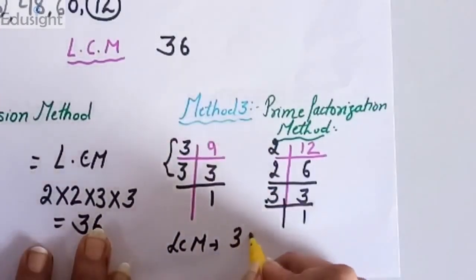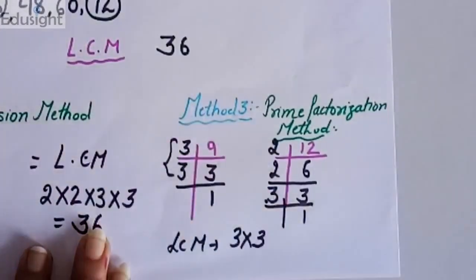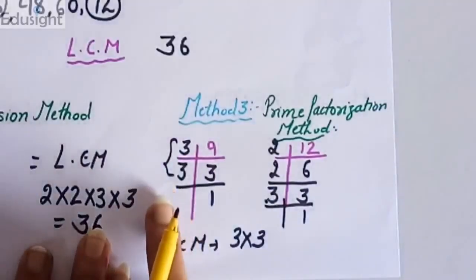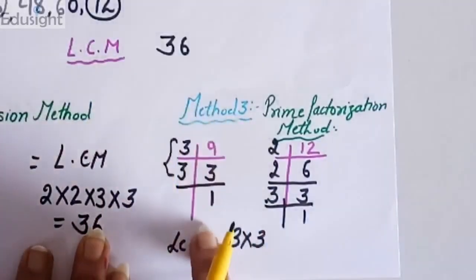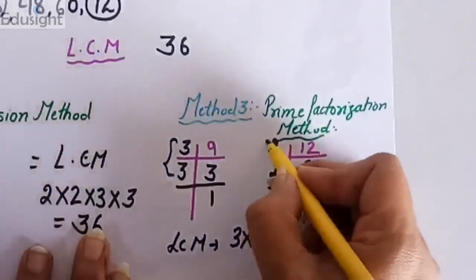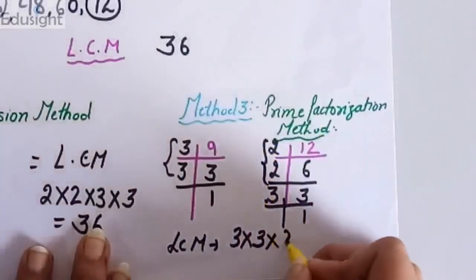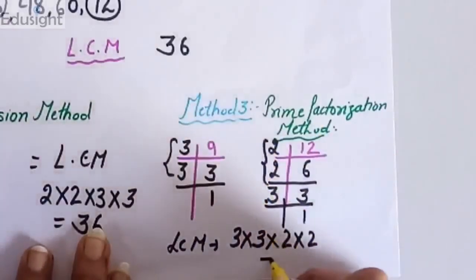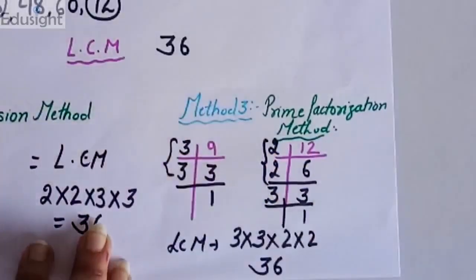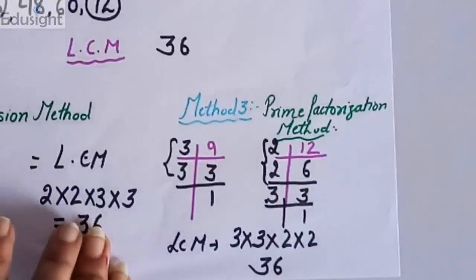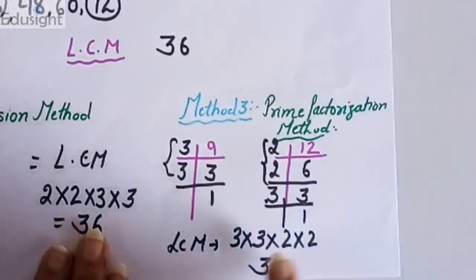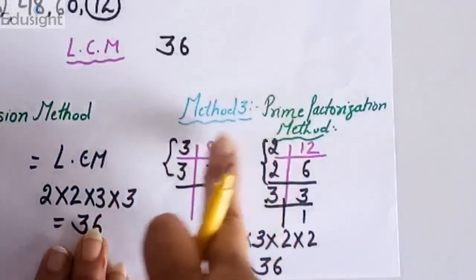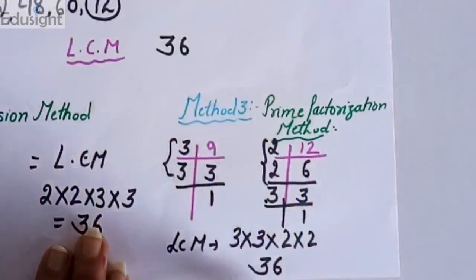So we can write down here 2 times 3 multiplied by 3. Here no 2 is there. Here 2 comes 2 times. So we'll write down here 2 times. So the LCM is 36. In all the 3 methods the answer remains the same. That means the LCM of 9 and 12 is equal to 36.